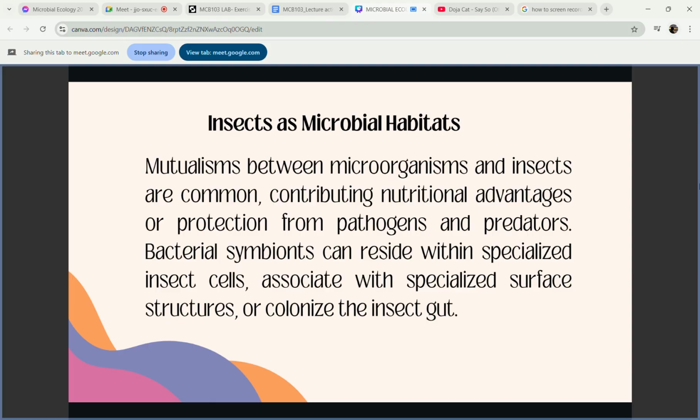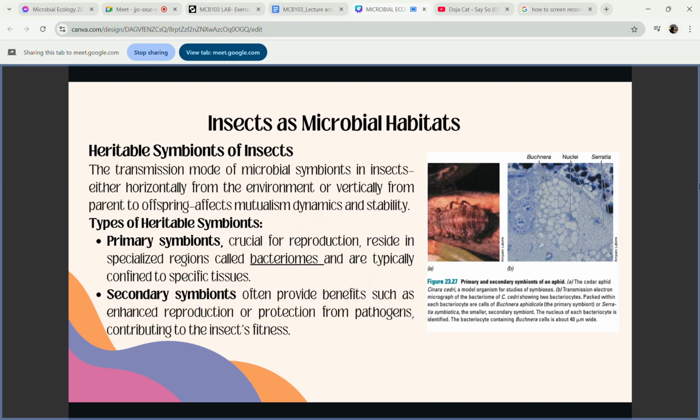Next slide, please. There are two heritable symbionts in insects. The primary symbionts are crucial for reproduction, and they reside in specialized regions called bacteriomes and are typically confined to specific tissues. The other heritable symbionts are the secondary symbionts, which often provide benefits like enhanced reproduction or protection from pathogens, contributing to the insect's fitness.